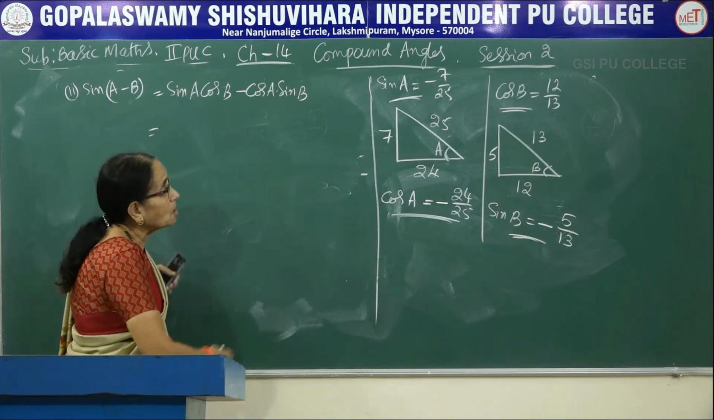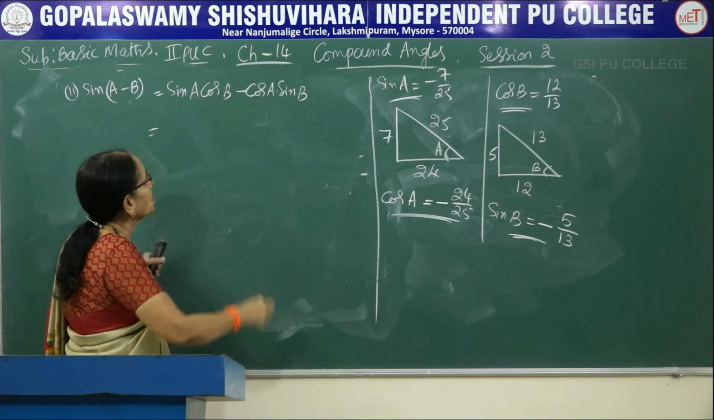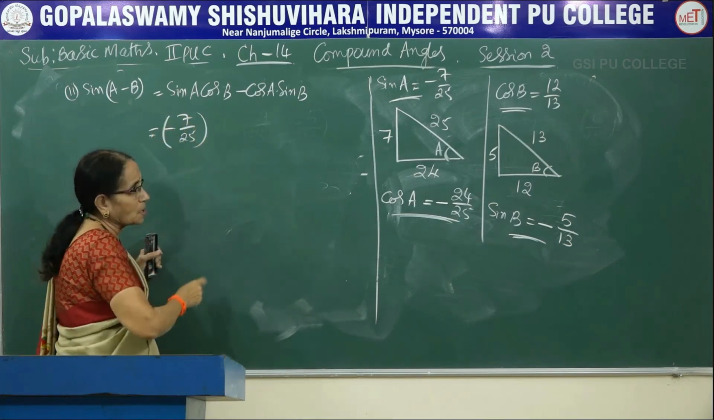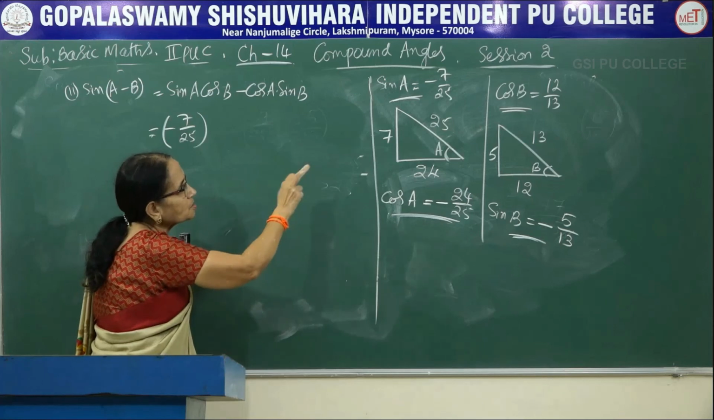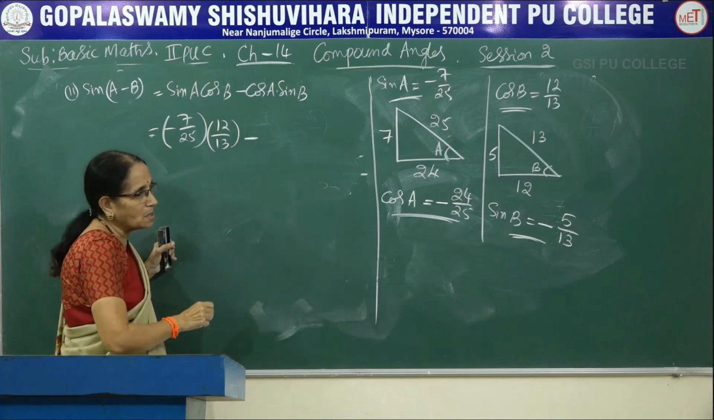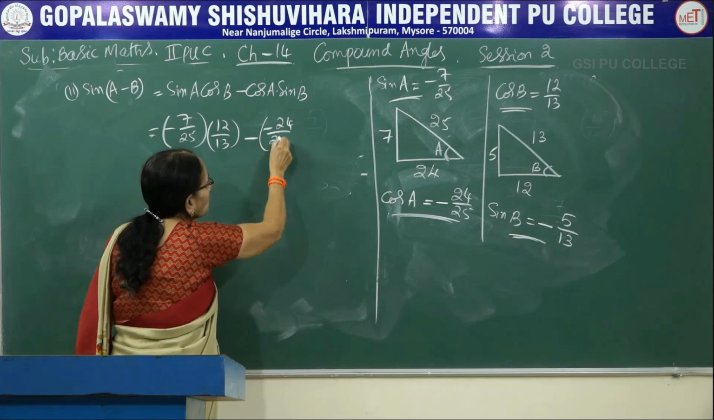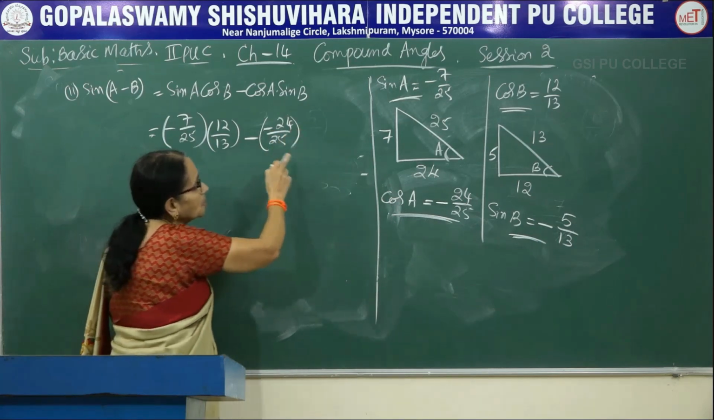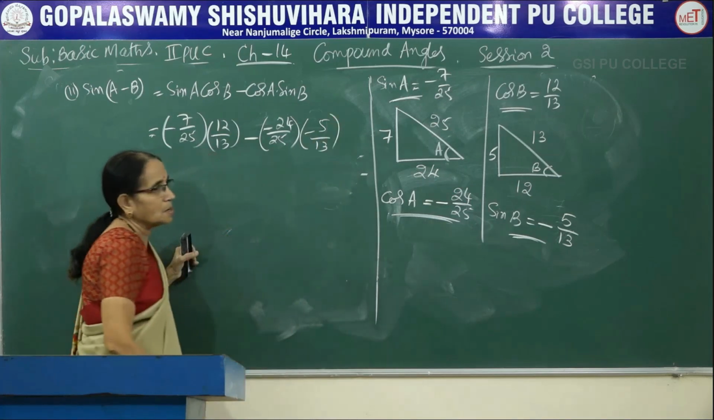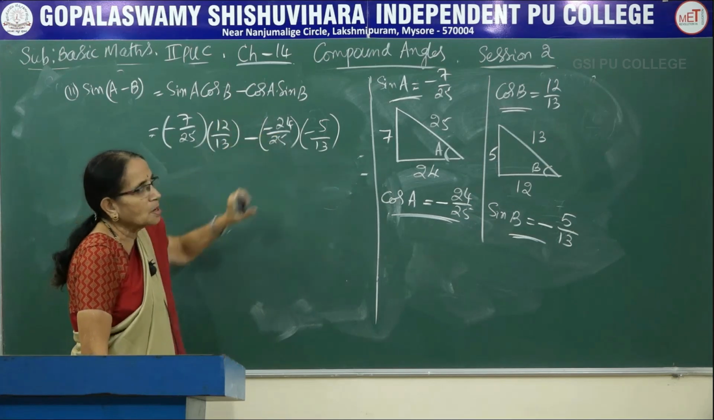Again, look at all the four values and write the proper sign. Sin A, what is sin A? Minus 7 by 25. Right inside the bracket because it is negative. Cos B, it is plus 12 by 13. Minus cos A, it is negative, minus 24 by 25 into sin B, that is also negative. It is 5 by 13. So sin A into cos B and then cos A into sin B.